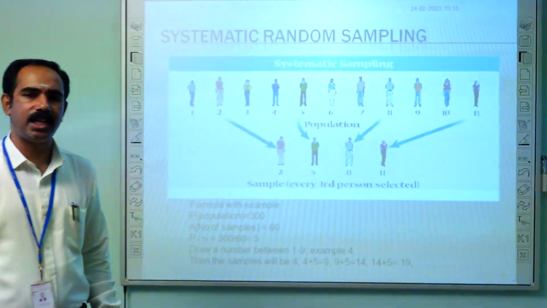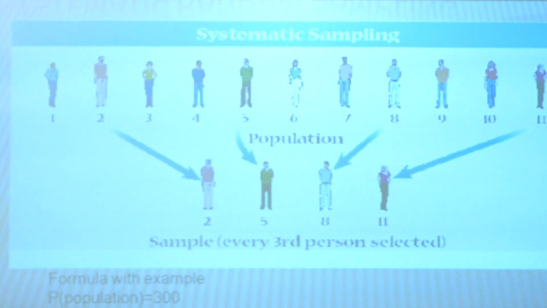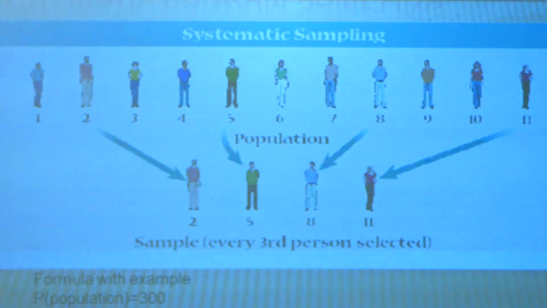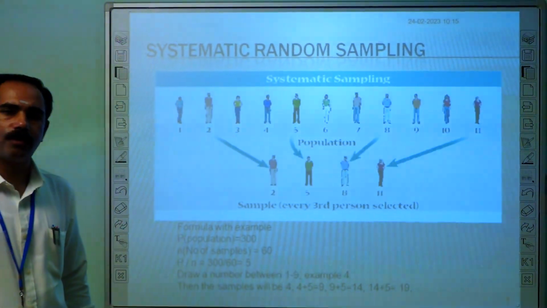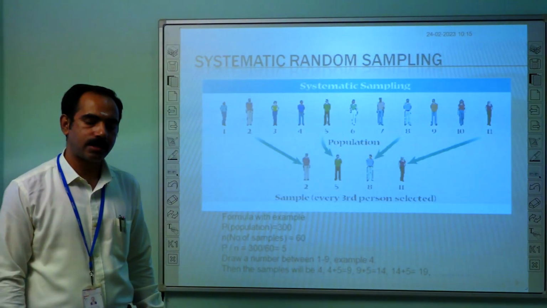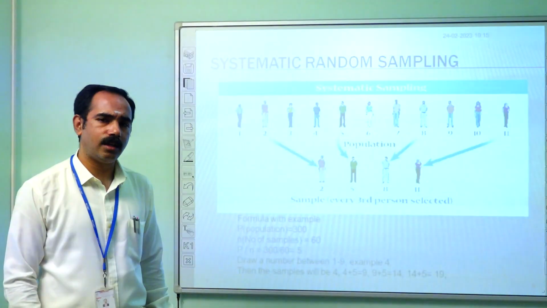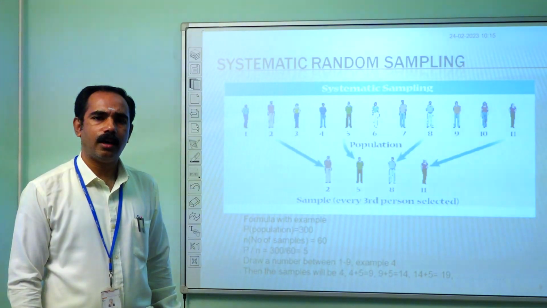Otherwise it will be a hectic job to do this simple random sampling. So whenever the population is a bit more, then we can adopt systematic random sampling, because technically, if there are 1,000 elements in the population and we want some 300, 400 as a sample, it is very difficult.